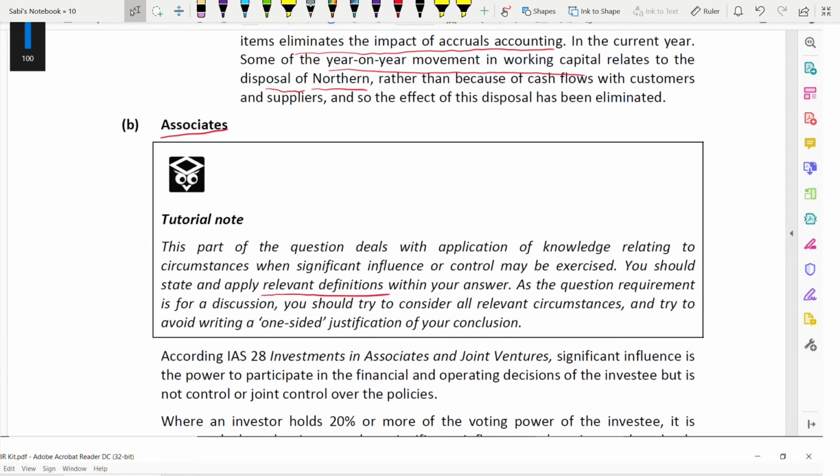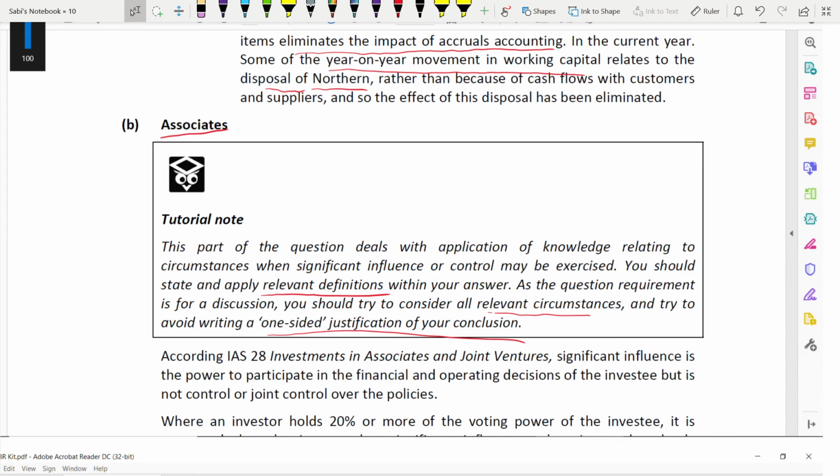As the question requirement is for a discussion, you should try to consider all relevant circumstances and avoid writing a one-sided justification of your conclusion. Because this is for 7 marks, at least try to give more points, 5 or 6 points, so that you can justify. Not just one circumstance. You have to give a number of circumstances for 7 marks.